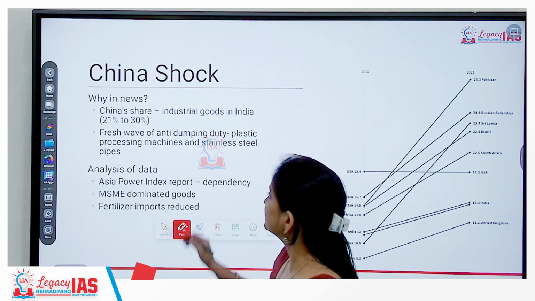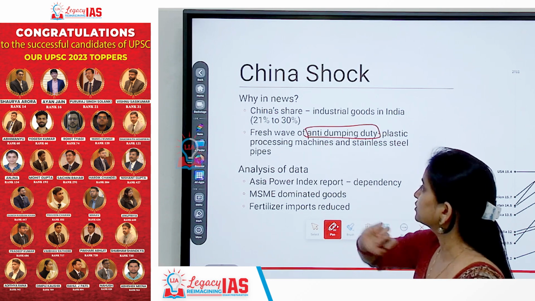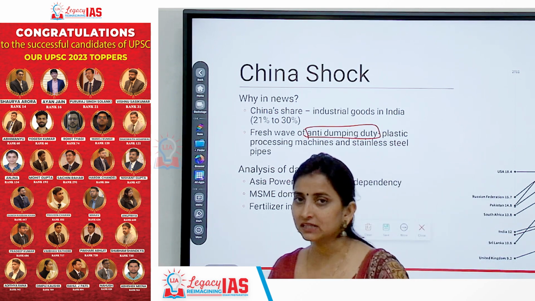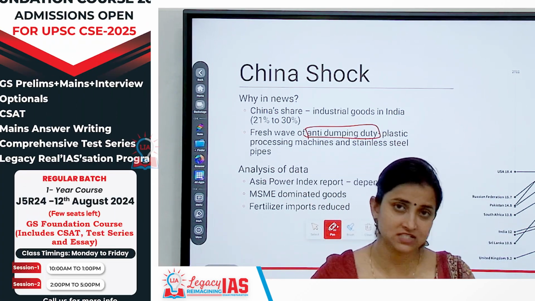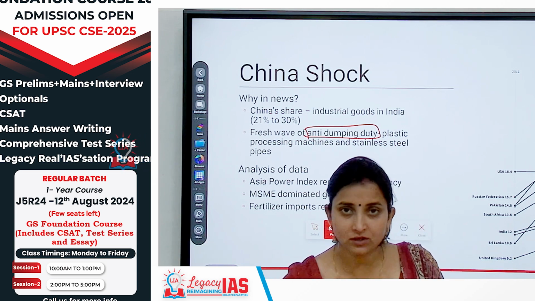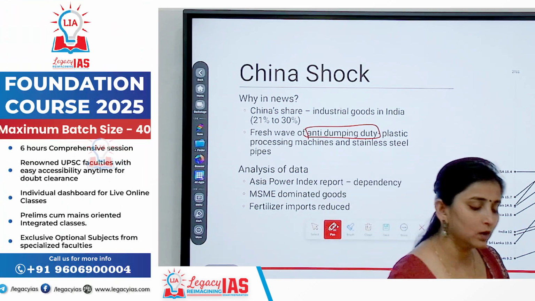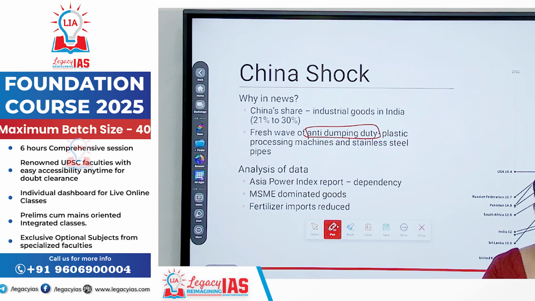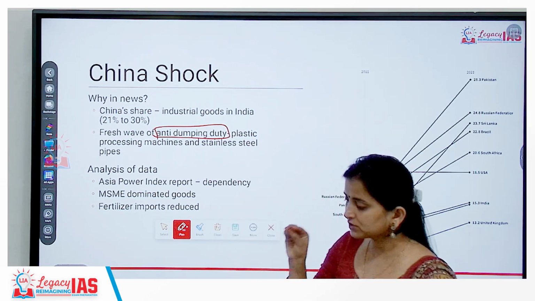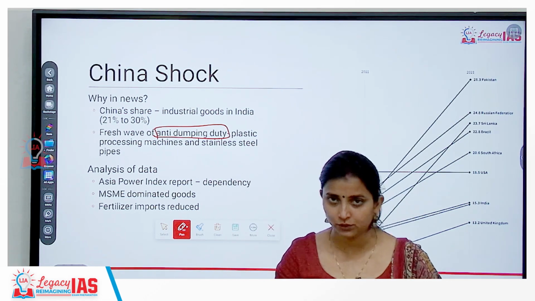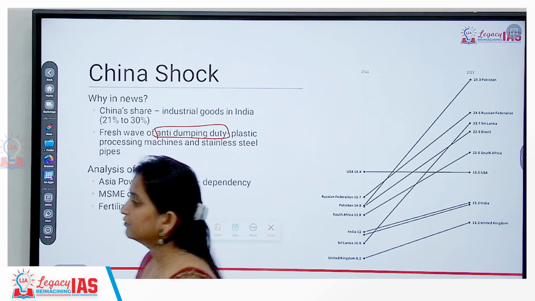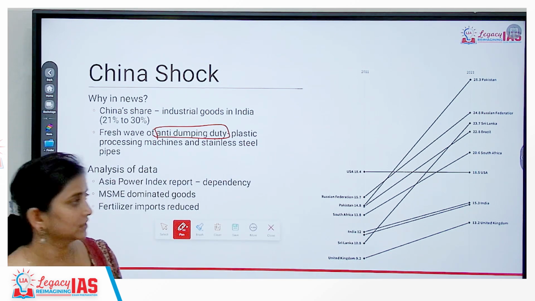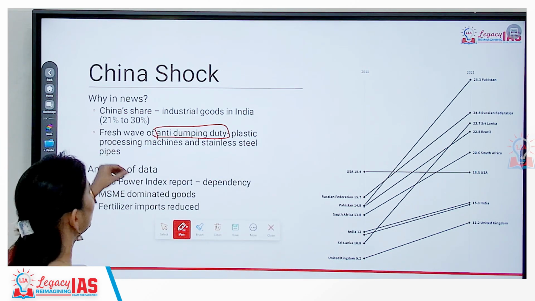So what is the anti-dumping duty that is imposed by these countries? Anti-dumping matlab while producing in your domestic economy, you have given some kind of subsidy, ठीक है? And the poor quality goods you are dumping in my country, so we will be imposing some kind of tax against such goods which you are dumping in my country. We call this an anti-dumping duty, ठीक है? So why is it running in the news?